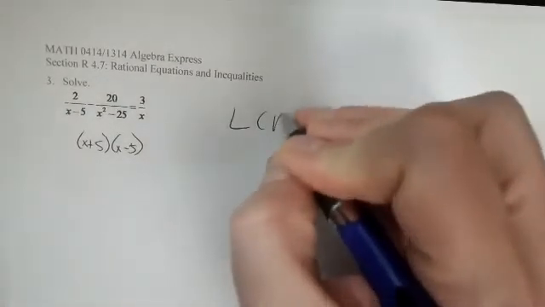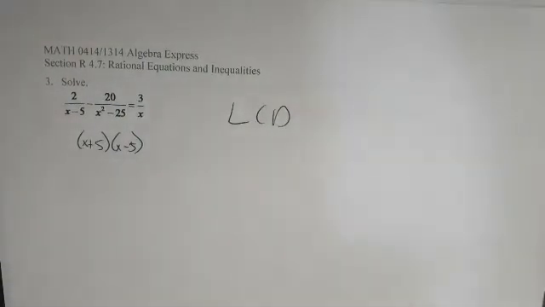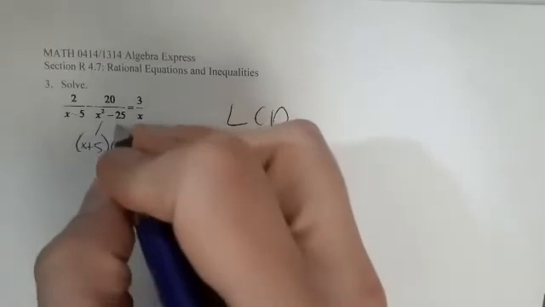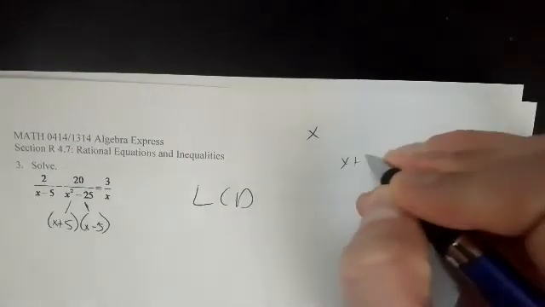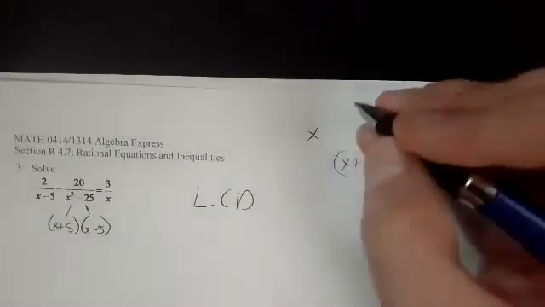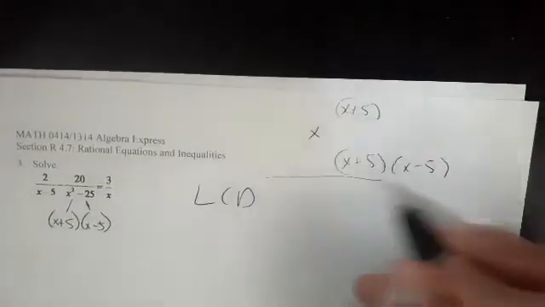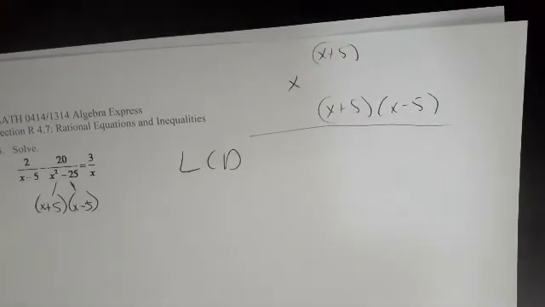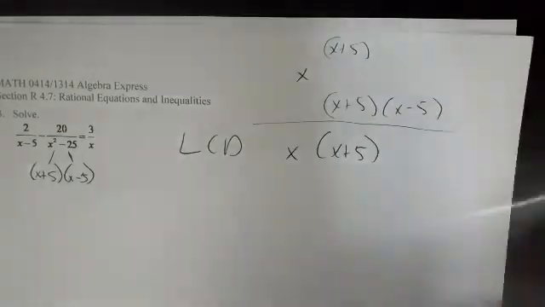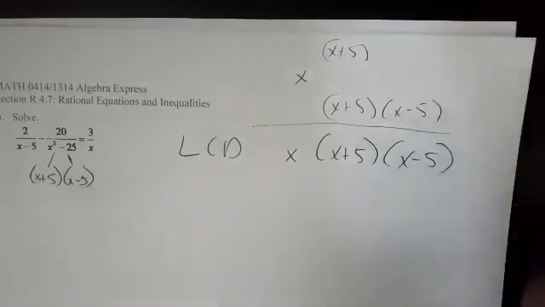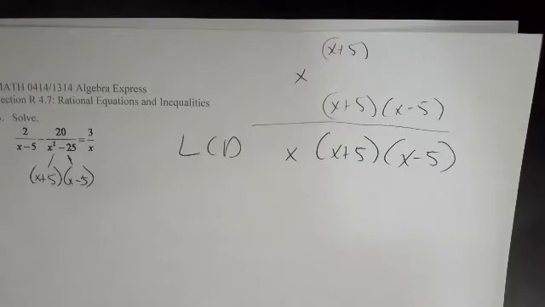So if I'm thinking about my LCD, I have an x minus 5, I have an x plus 5, I have an x minus 5, and I have an x. So I have to count for everything at least once. If you want to write all three of your denominators up there, we got to count for everything at least once. So we got to count for the x. We got to count for the x plus 5 once. And we have to count for an x minus 5. So this is my LCD, x times x plus 5 times x minus 5.